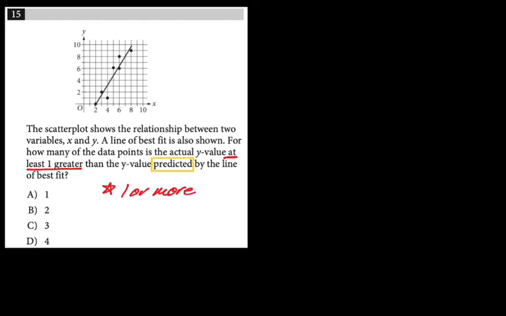So all the points on the line are the predicted value. We are looking for where the actual value, the actual point that's just in the plane, is 1 or more above that line. You can see that happens at these 2 points. These are the only 2 points where that happens. And so our answer is B.